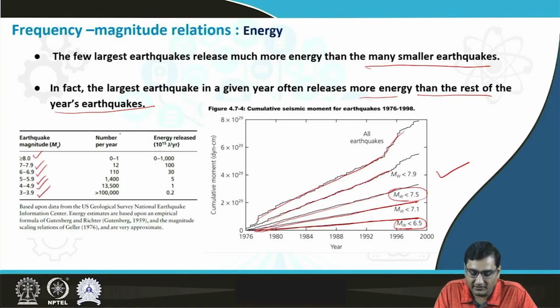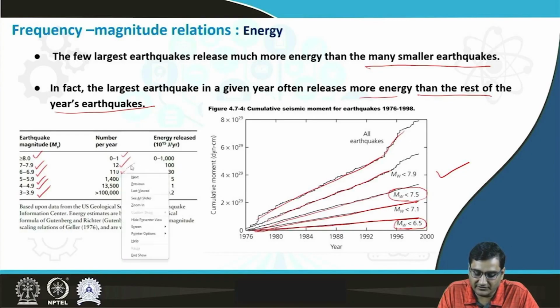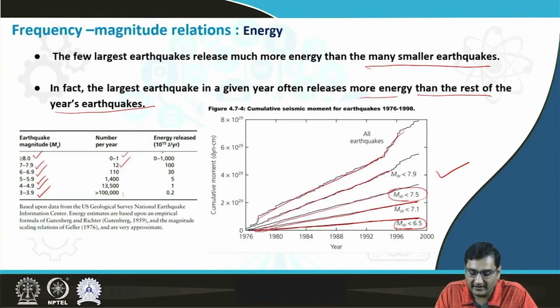The number per year: more than 8 is around 1, between 7 to 7.9 is 12, 6 to 6.9 is around 110, and likewise you have these numbers here. And the energy released is of the order of 10 to the power 15 joule per year.